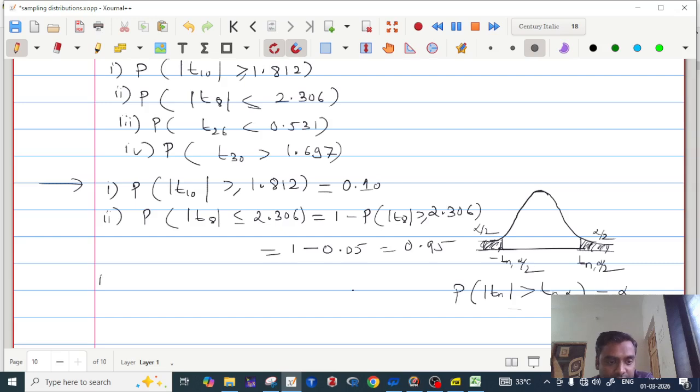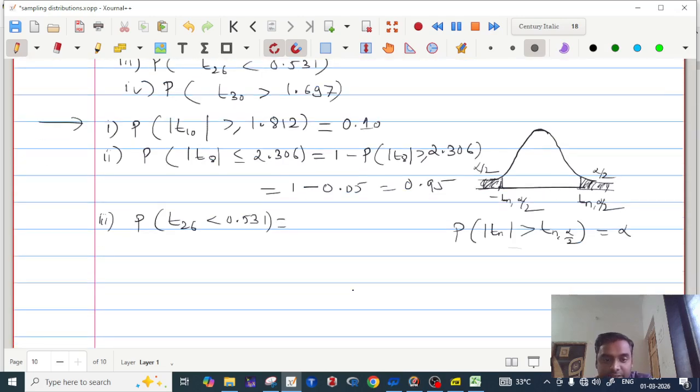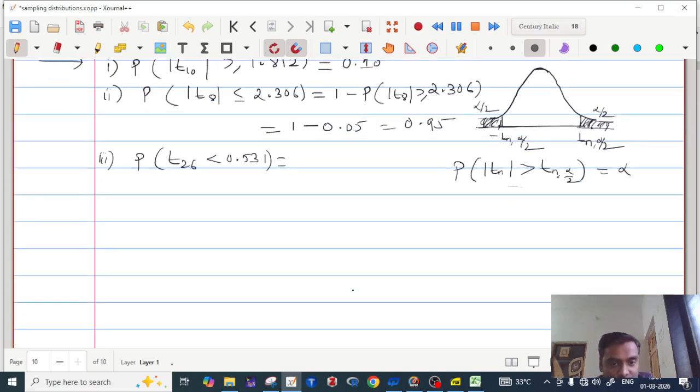This way you have to see. Third one. Probability of T26 less than 0.531. Now, this is somewhat challenging. Here, 0.531 is here.